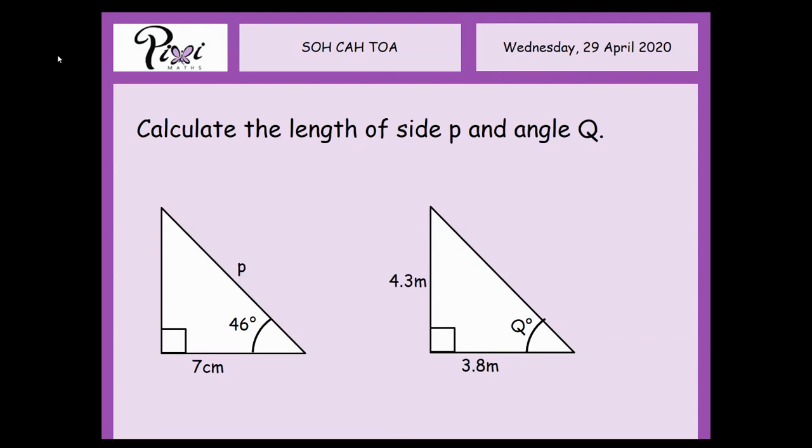Right, guys, we're going to have a look at recapping SOH CAH TOA and applying it to 3D problems for today's lesson. Just to give your brains a bit of a wake up, have a go at the two questions on this first slide. See what you can remember, how to label it, etc., and see if you can find the missing side P and angle Q. And when you're ready, hit play and we'll go through how to do everything.